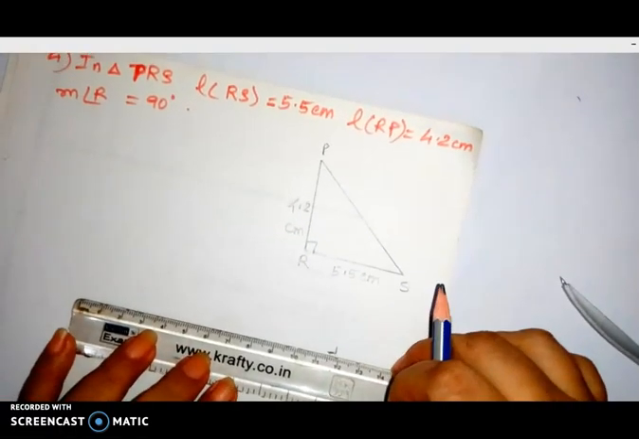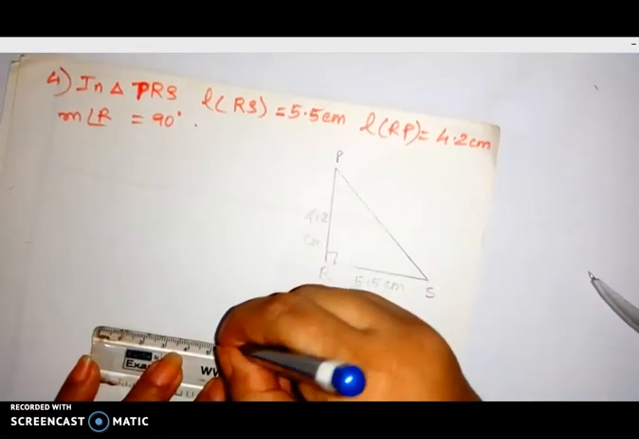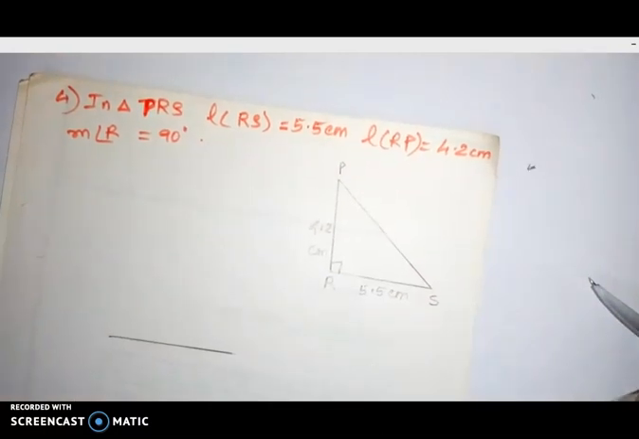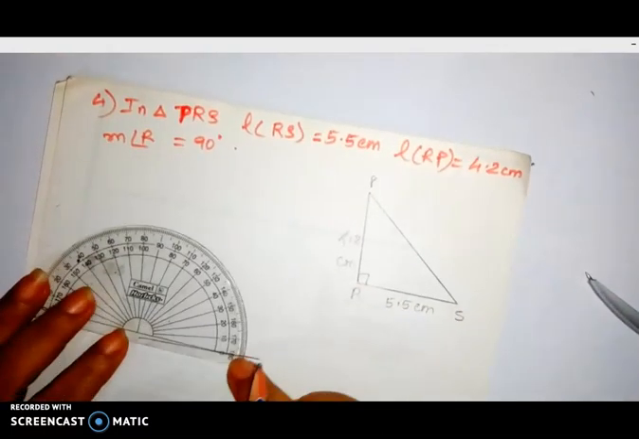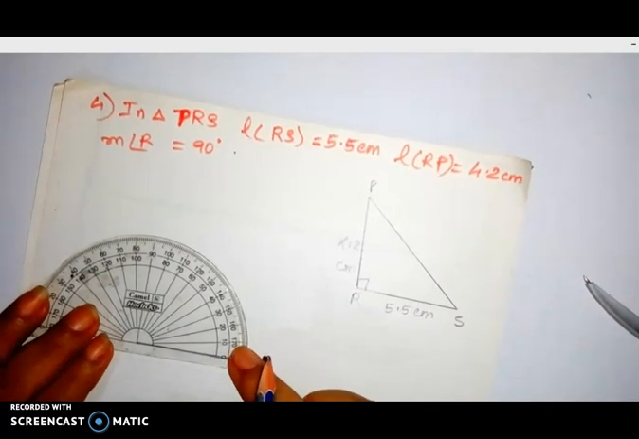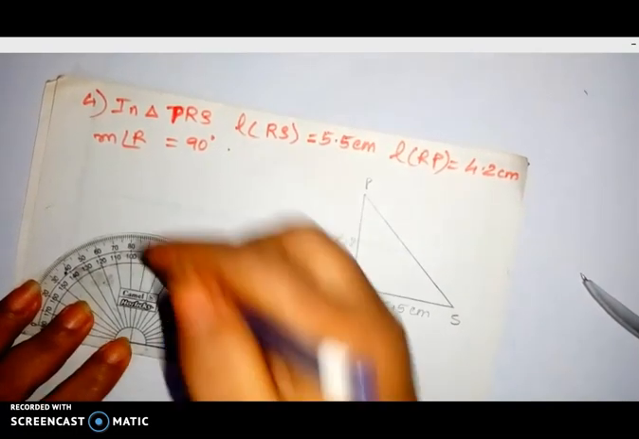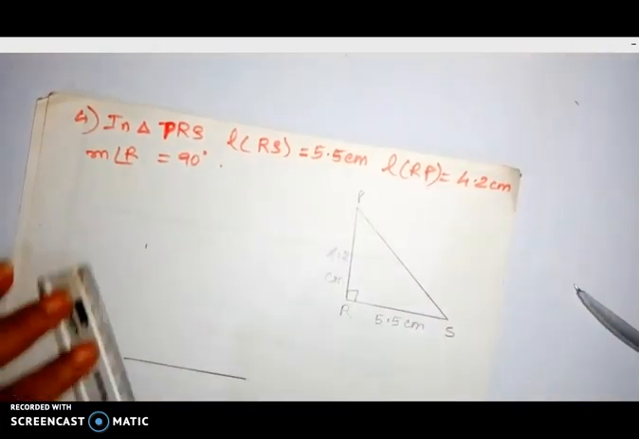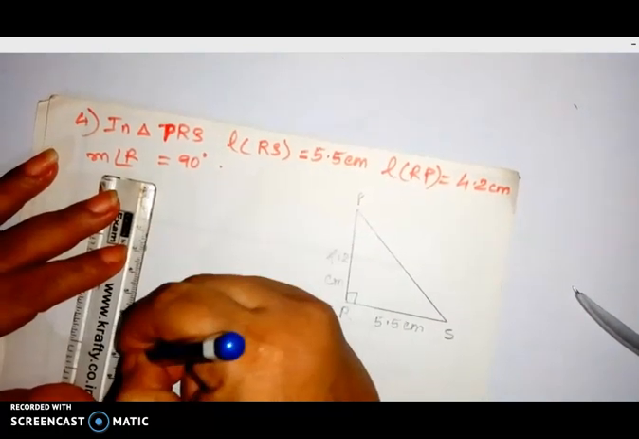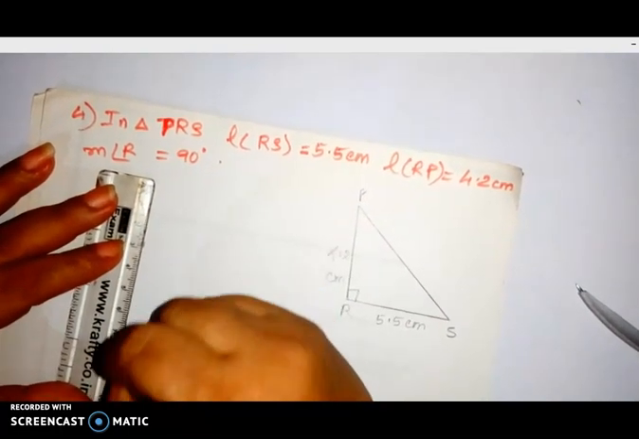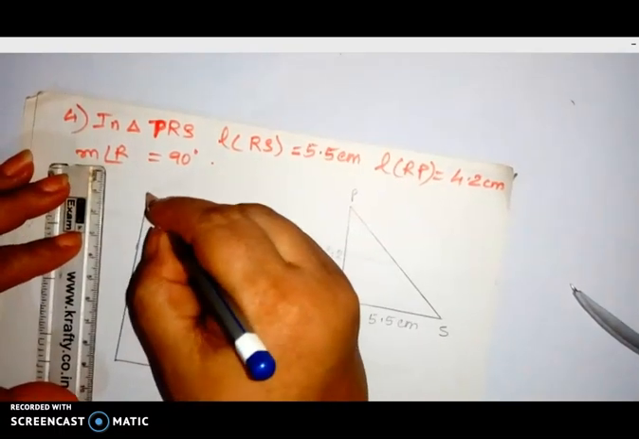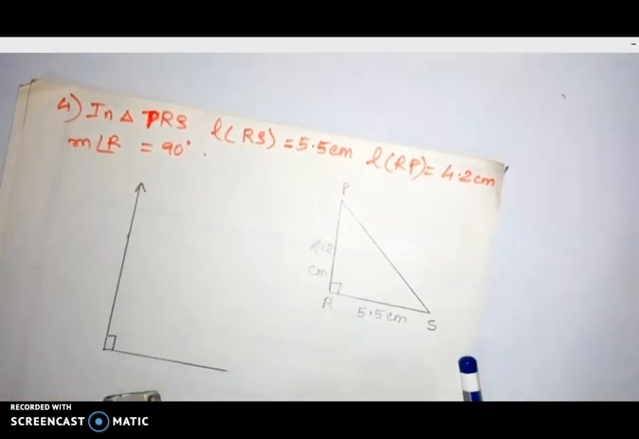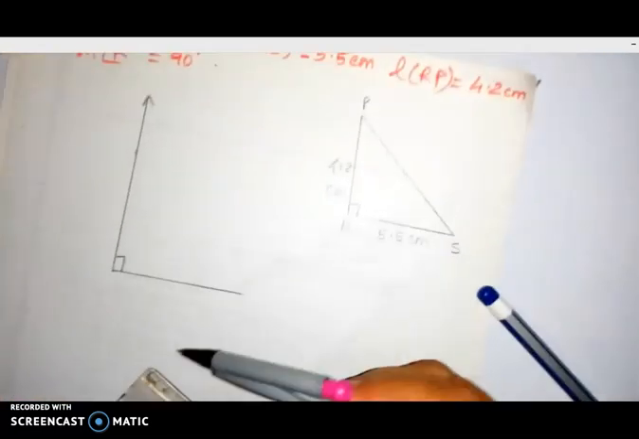So the base RS 5.5 cm, measure angle R, it's a right angle 90 degree. And PR is 4.2 cm.